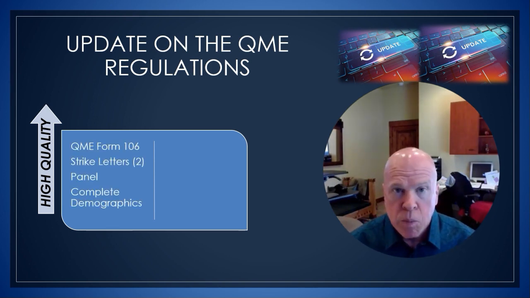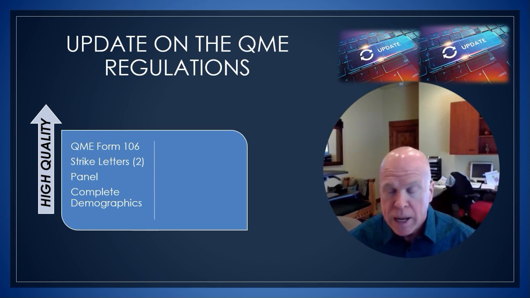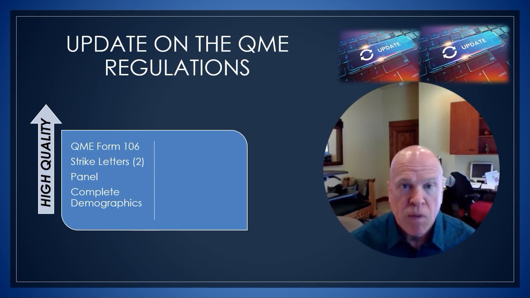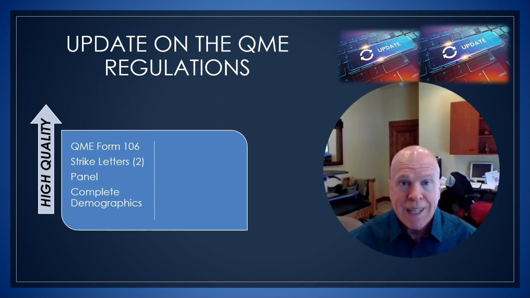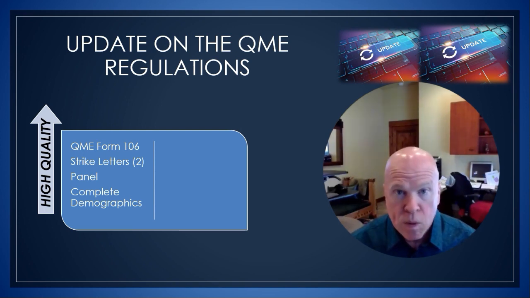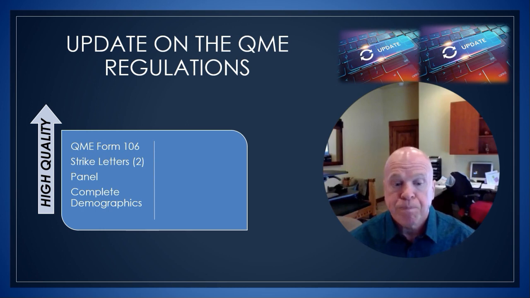So a high quality appointment is confirmed by, number one, obtaining QME Form 106, and the parties have this form. You can get it simply by asking that the parties send you this form. So ask for the form. It's part of your regular scheduling procedure. When you get QME Form 106, you can check that box.